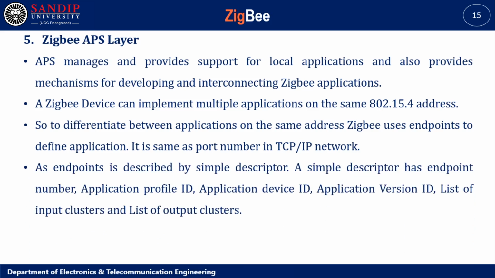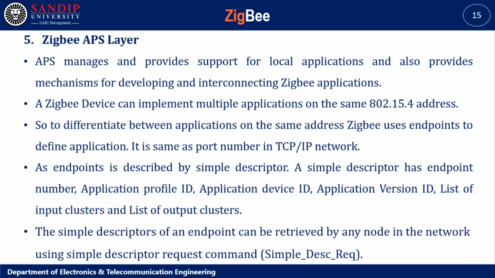Endpoints are described by a simple descriptor. A simple descriptor has endpoint number, application profile ID, application device ID, application version ID, list of input clusters and list of output clusters. The simple descriptors of an endpoint can be retrieved by any node in the network using simple descriptor request command, which is simple_desc_req, that is REQ.